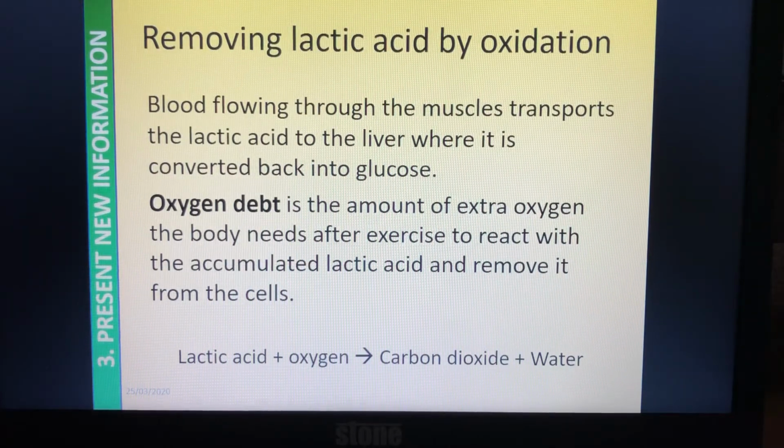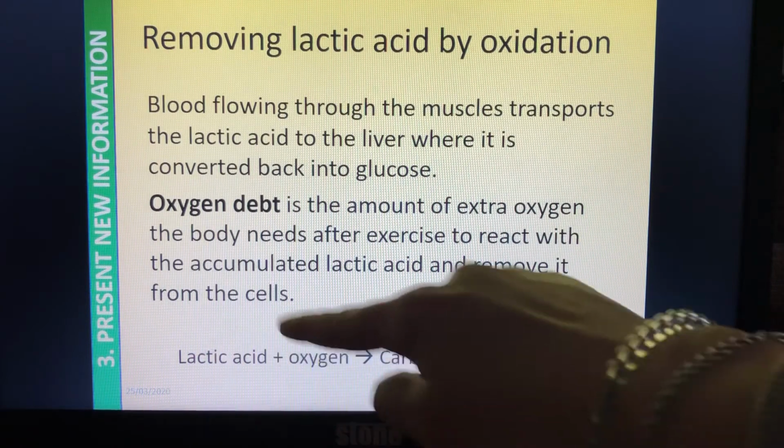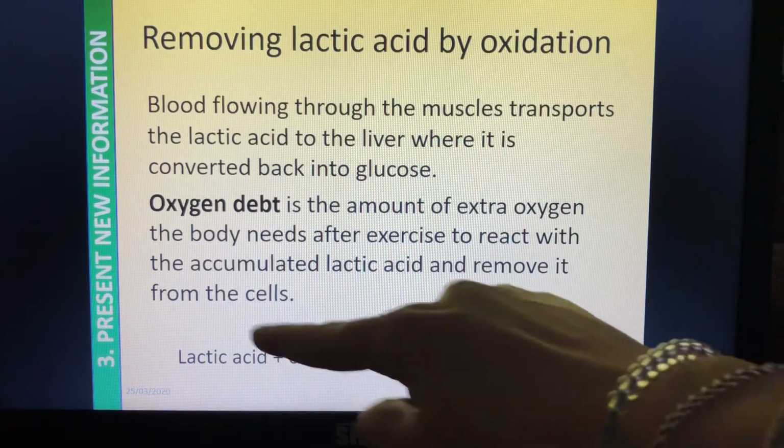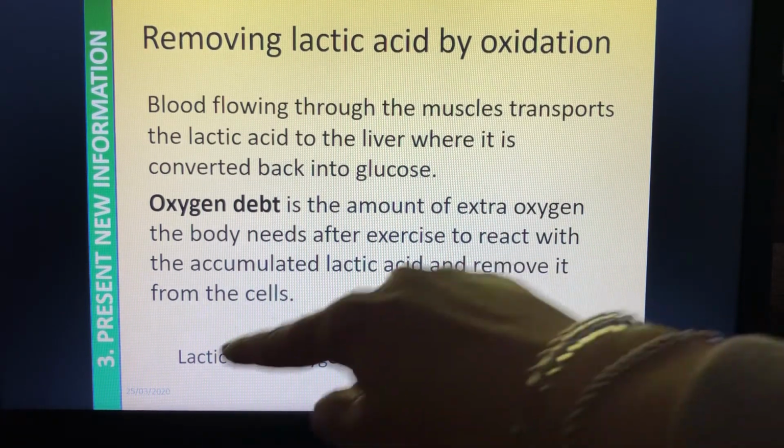So that's one way. The other way is oxygen debt. If you're in debt, it means you owe something, okay? So we owe oxygen here. Oxygen is owed to the cells. So oxygen debt is the amount of extra oxygen the body needs after exercise to react with all the accumulated, that's a big word, we just mean built up lactic acid, and remove it from the cells. So the amount of oxygen needed to break down all of this lactic acid is called the oxygen debt. And depending on how much lactic acid we've built up, decides how much oxygen we need to get rid of all of it.